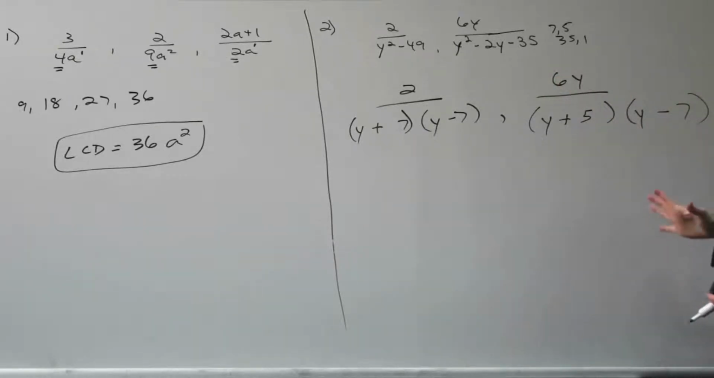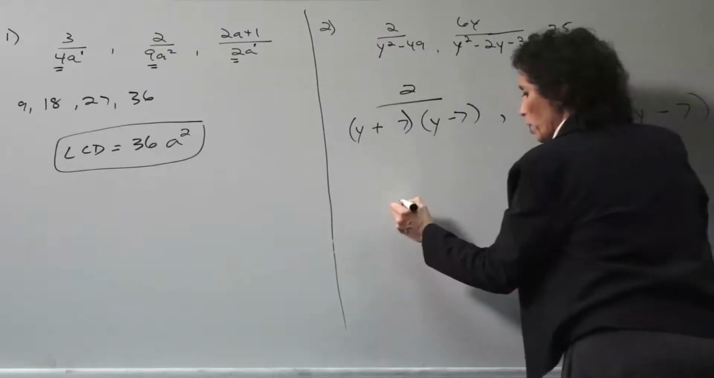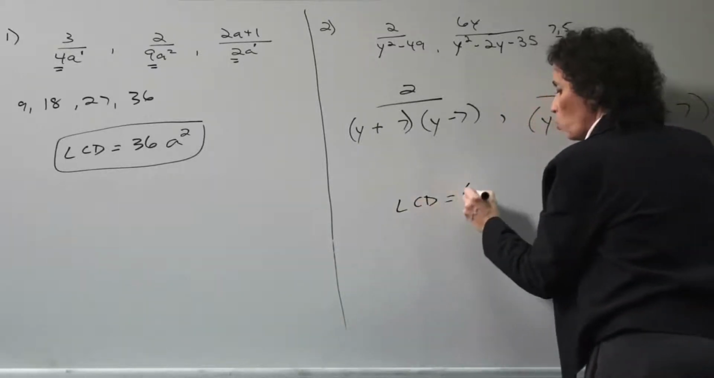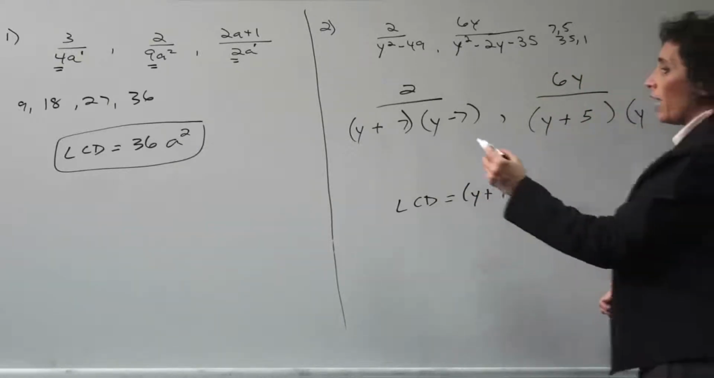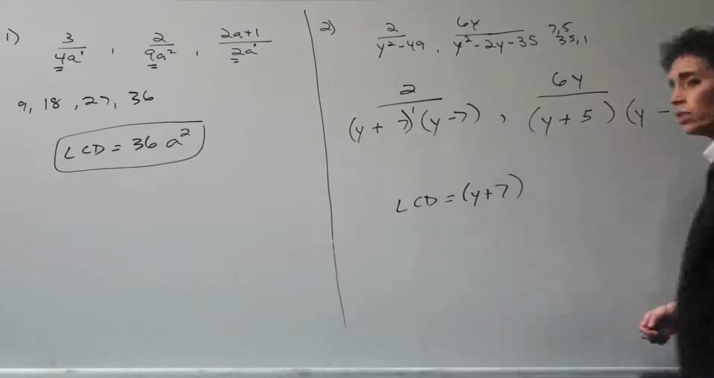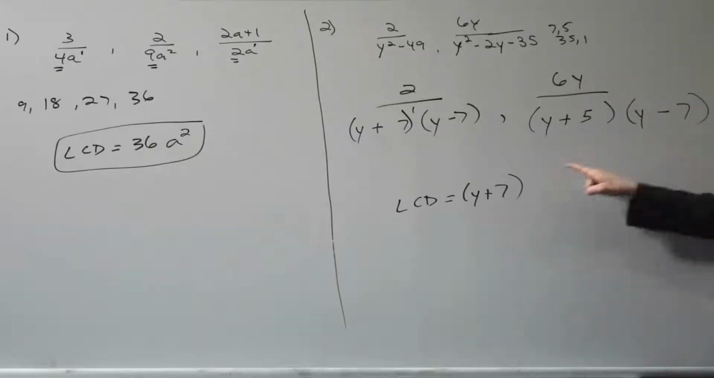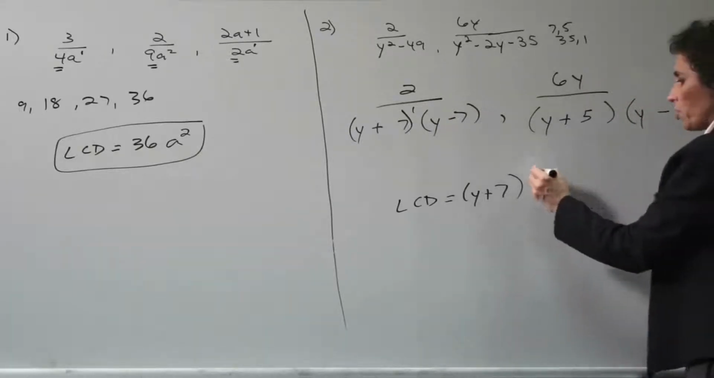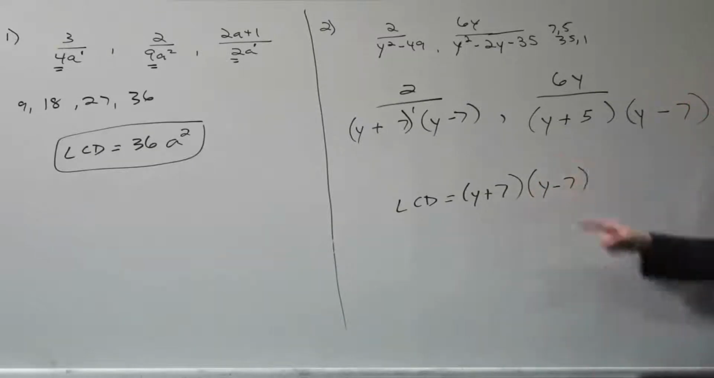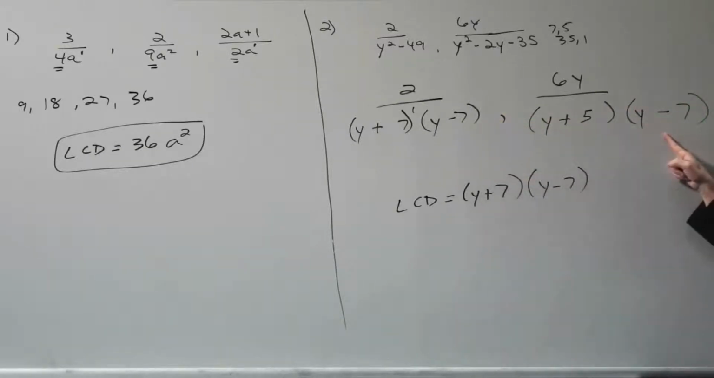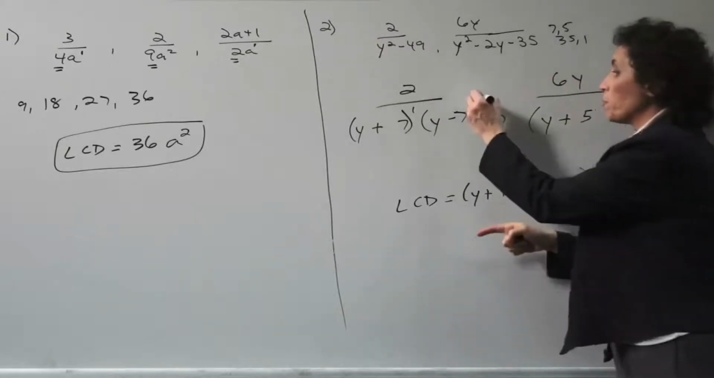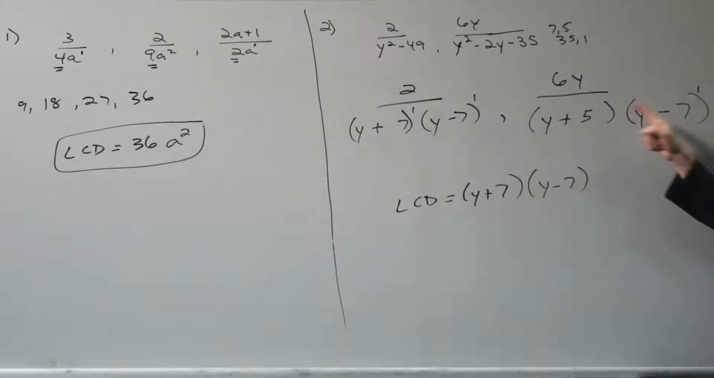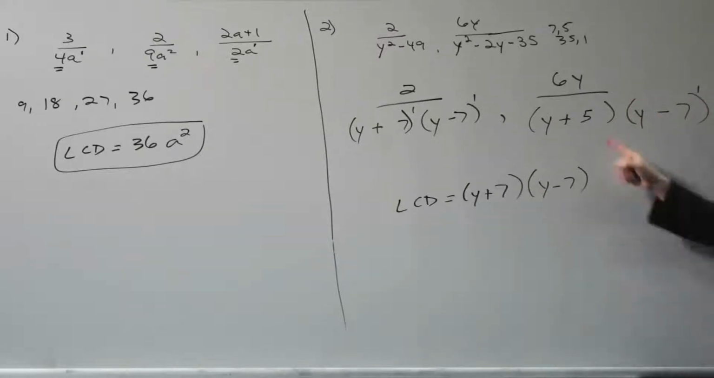Now we have to worry about the LCD. We have no numbers outside. We have to look at our factors. I know I need a y plus 7 because it's a factor somewhere. Now I just have to figure out how many times I need it. I see it once here and no times here, so I just need it once. The y minus 7, I see it once here and once here, so I need it once. Don't add them. It's the maximum number of times it appears in any one place, or the base to the highest exponent, which is 1.